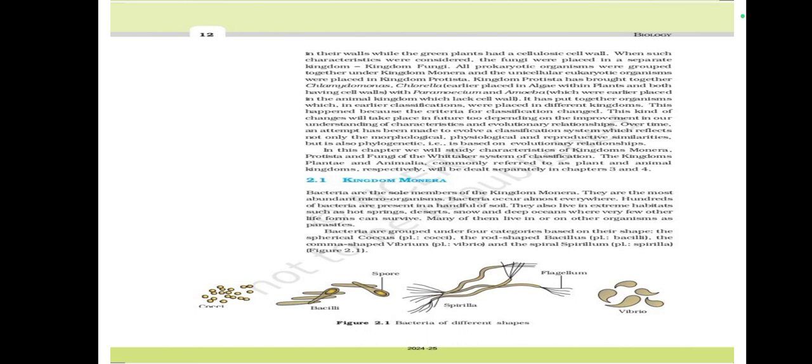Bacteria are grouped under four categories based on their shape: the spherical Coccus (cocci), rod-shaped Bacillus (bacilli), comma-shaped Vibrio, and spiral Spirillum (spirilla), which is shown in figure 2.1.